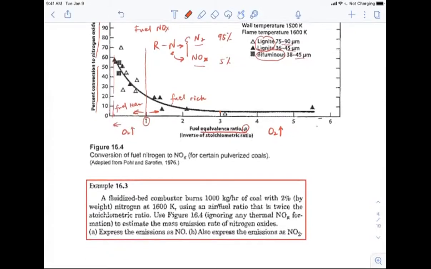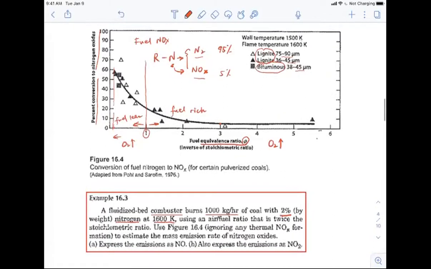So let's say that we have a fluidized bed combustor. This is a co-combustor that burns 1,000 kilograms per hour of coal with 2% nitrogen. Okay, so this nitrogen here is in the fuel. And this is at 1600 K. If it's 1600 K, we could be using this curve here. So it is using an air fuel ratio that is twice the stoichiometric ratio.